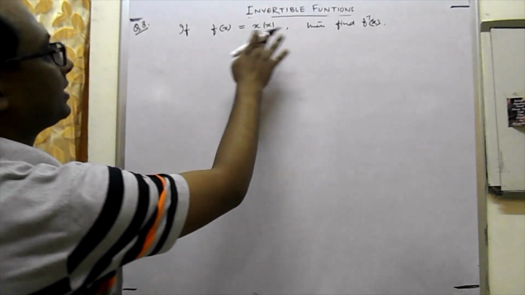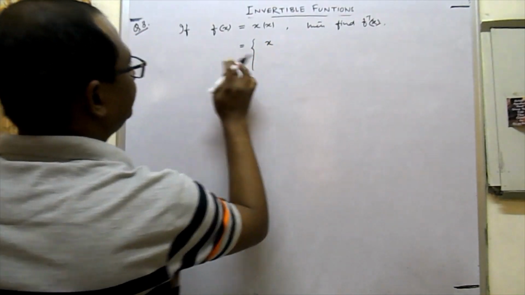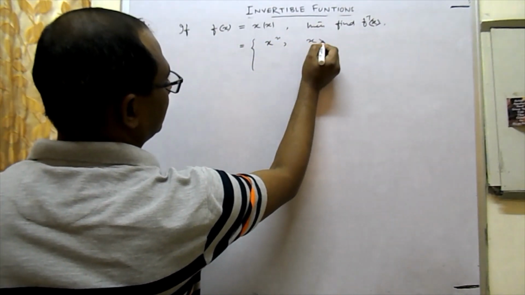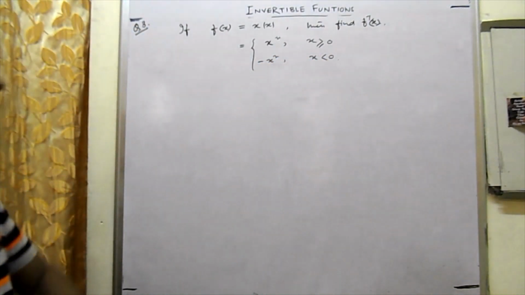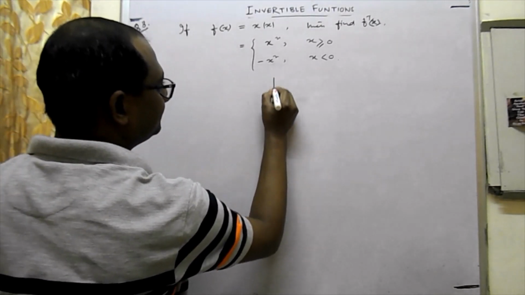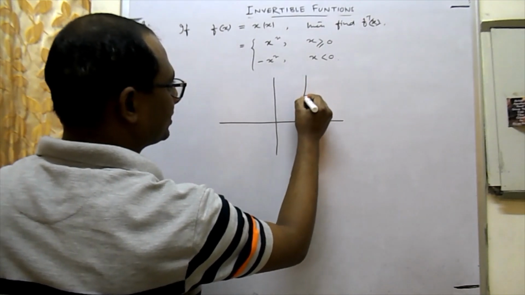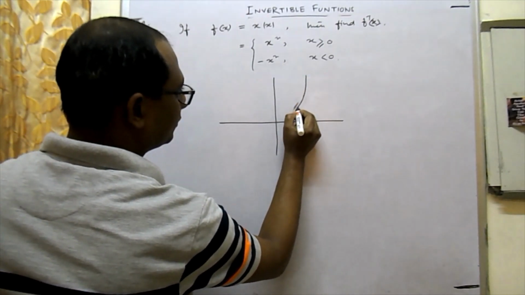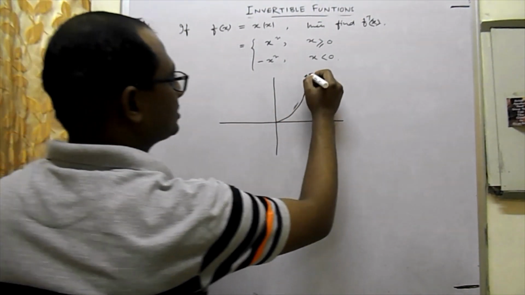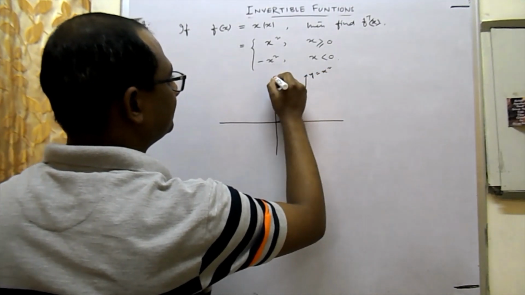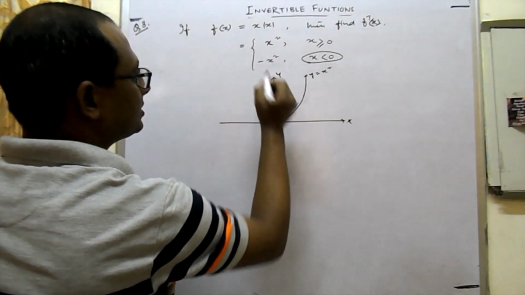This is given f(x) equal to x modulus of x, then find f inverse of x. So this can be broken into two parts. f(x) equal to x squared if x is greater than or equal to 0, minus of x squared if x is less than 0. Okay, let us solve it graphically. f(x) equal to x squared, so x squared graph will be something like this for x greater than or equal to 0. Okay, so this is y equal to x squared. And for x less than 0 it is minus x squared.